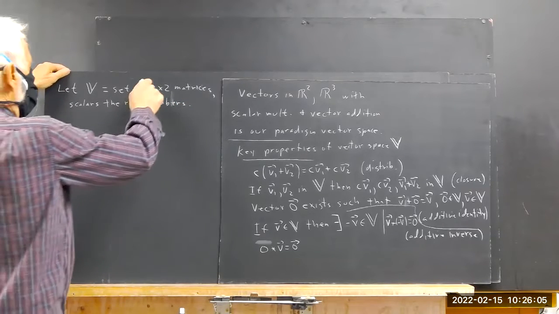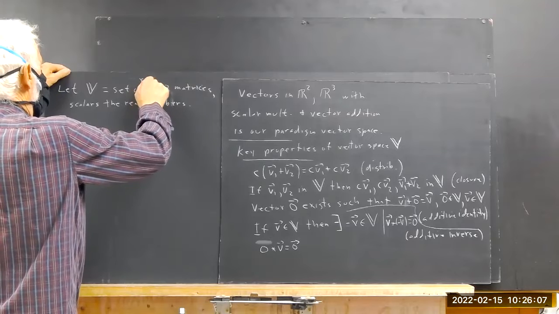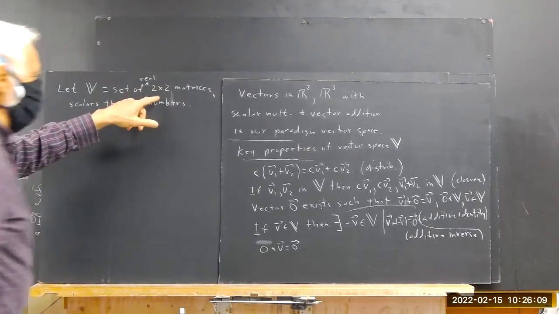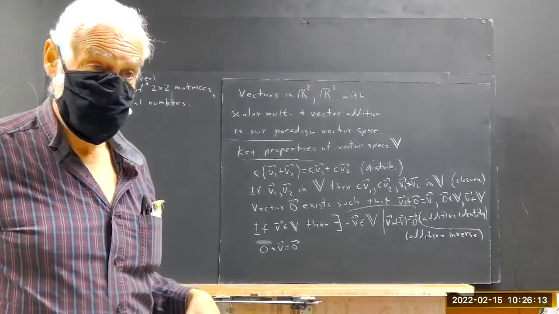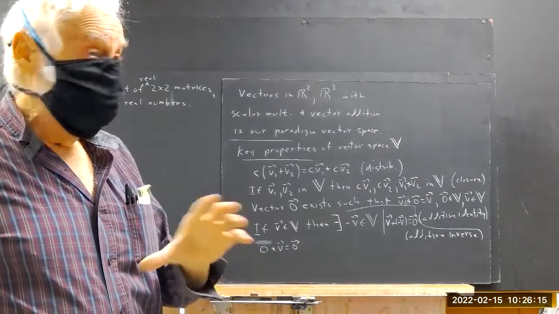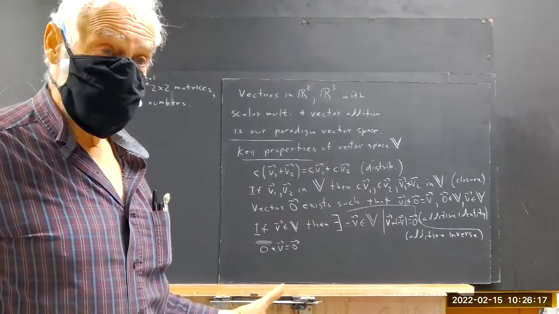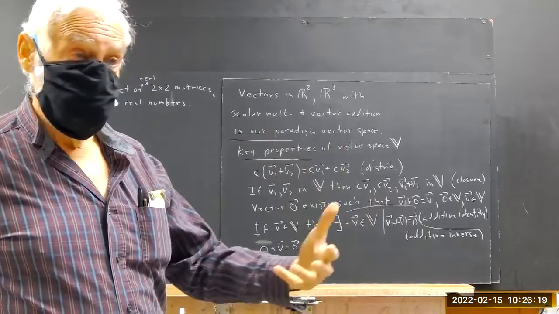Here we just say the set of real 2x2 matrices, meaning all the entries are real numbers. You could also have matrices with complex numbers and complex scalars.